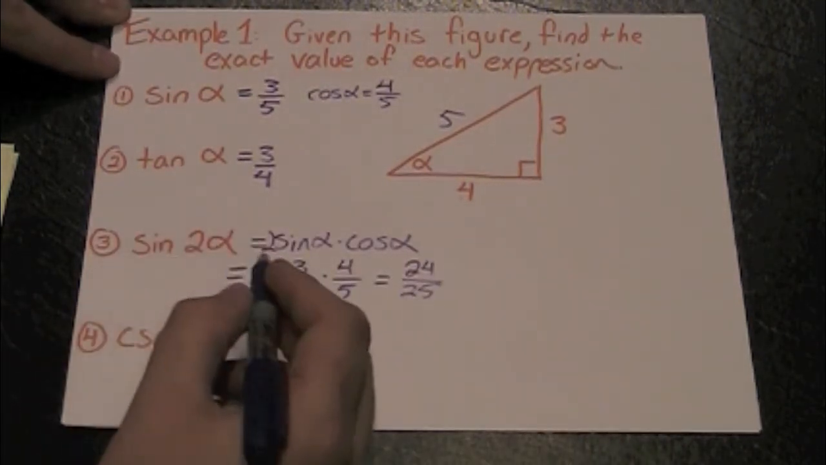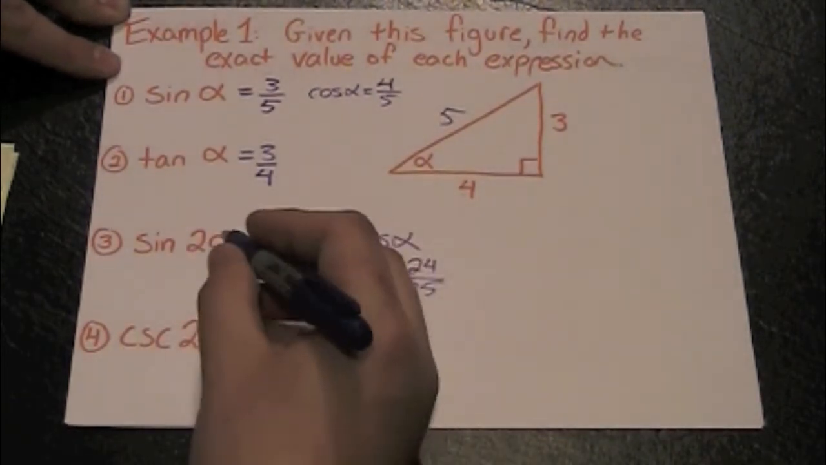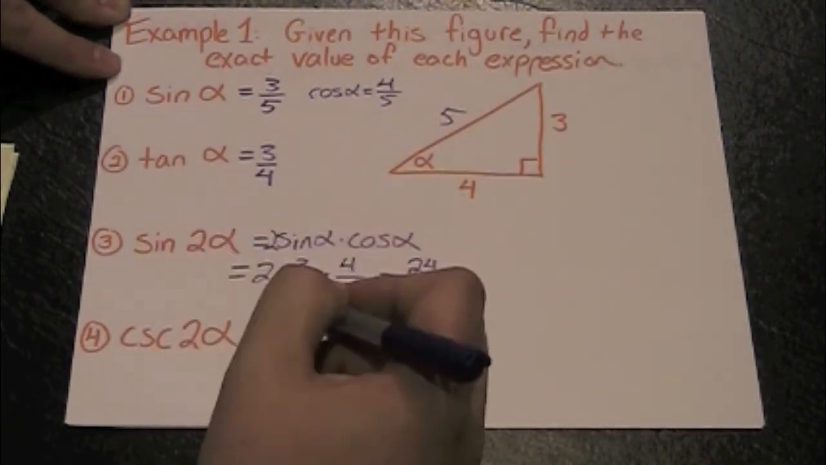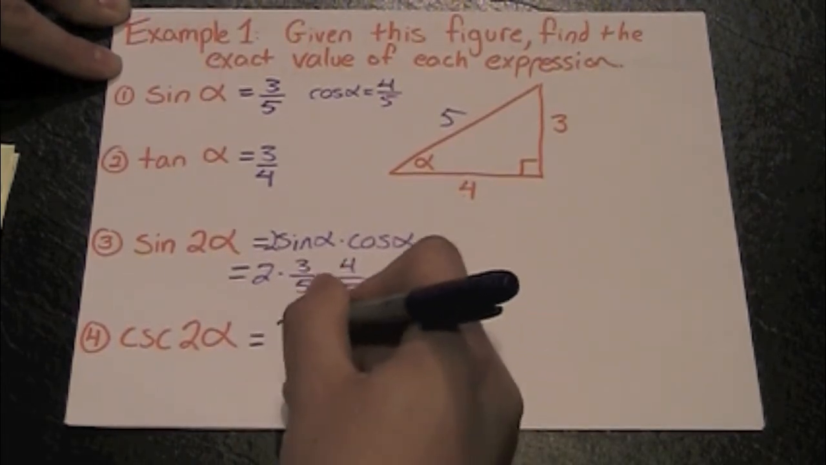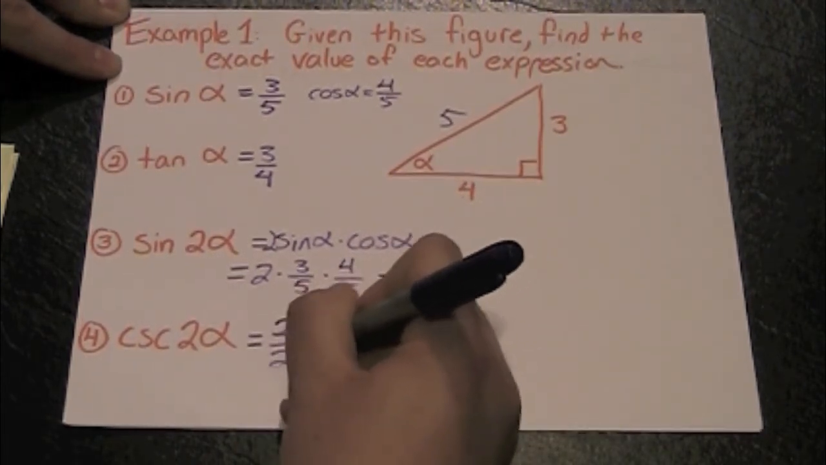Cosecant is the reciprocal of sine, so if sine of 2 alpha equals 24 over 25, cosecant of 2 alpha equals 25 over 24.